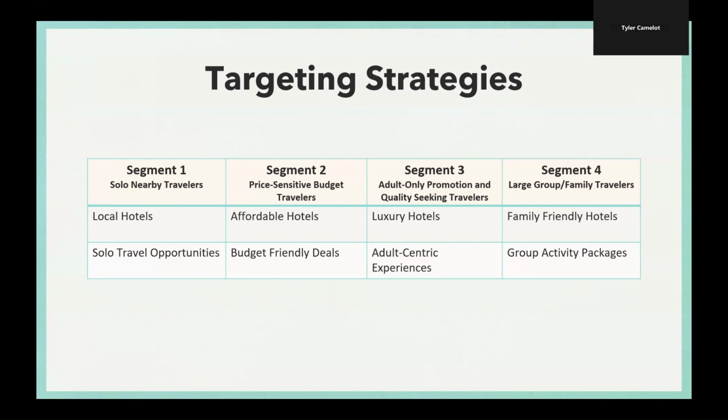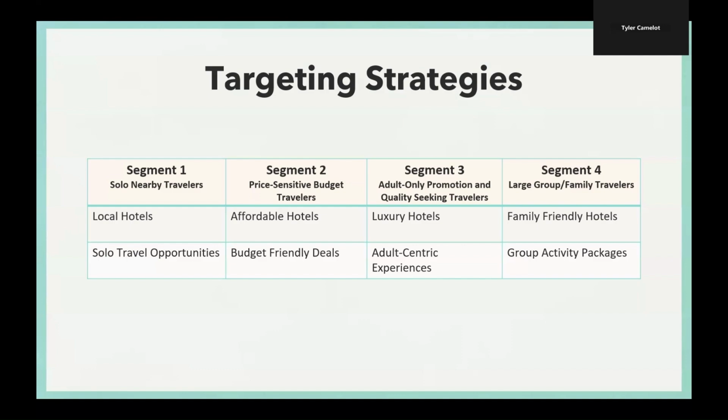itineraries. Segment 2 was our price-sensitive budget travelers. So they prefer affordable hotels. So we want to make sure that they receive advertisements and marketing campaigns specifically for hotels that fit their needs. Additionally, we wanted to provide them with other budget-friendly deals. This can include room and breakfast bundles, stay 2 nights and get the third one free, or advanced booking savings, so booking a month in advance and saving a certain percentage of their cost.